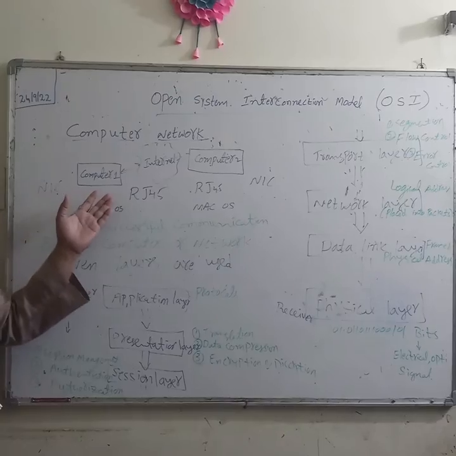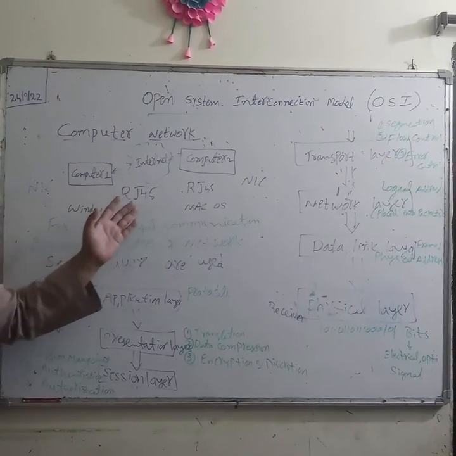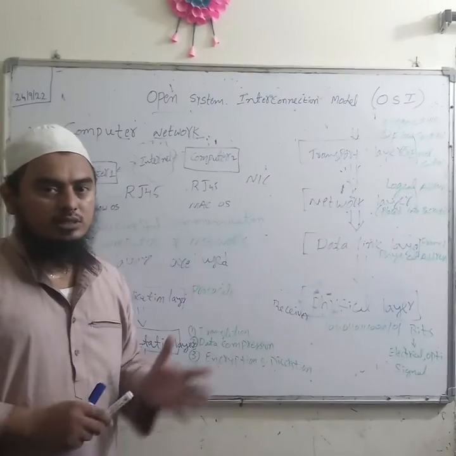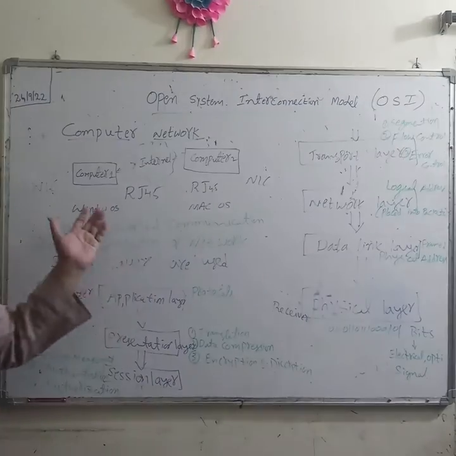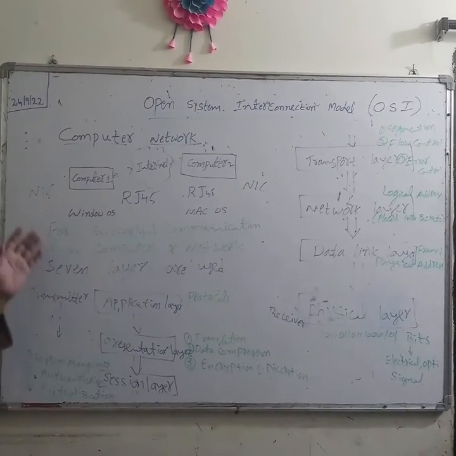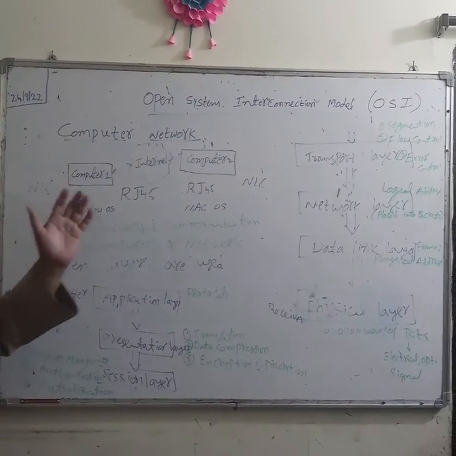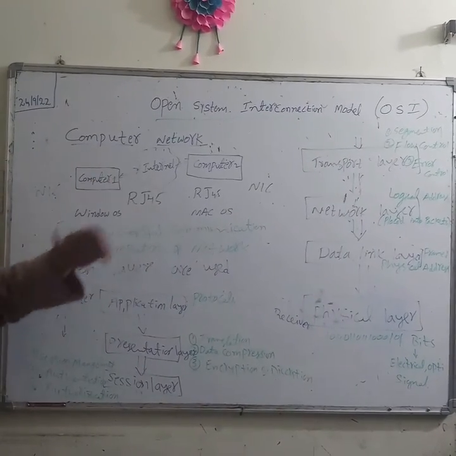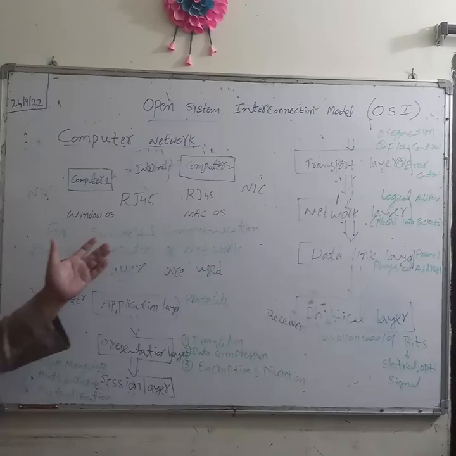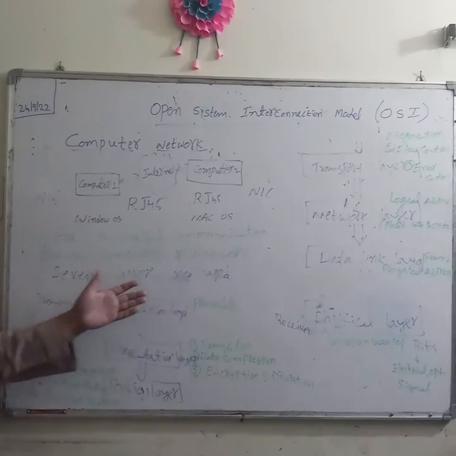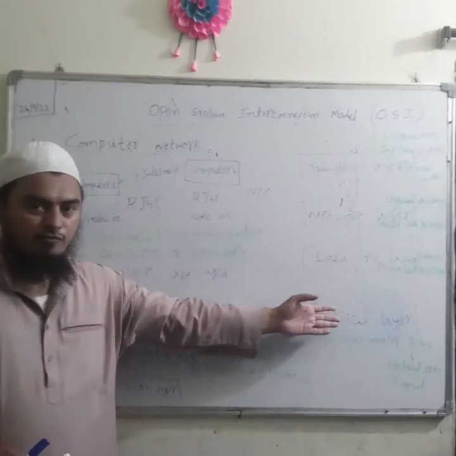For example, computer 1 uses the Windows operating system and computer 2 uses the Mac operating system. How are these going to interact with each other? For successful communication between these computers, we use this model called the OSI model, and it has 7 layers, starting from the application layer to the last one, the physical layer.